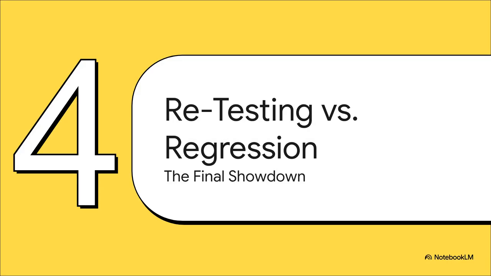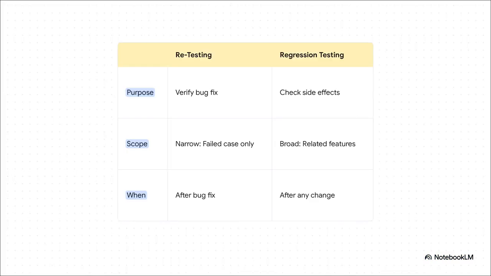Okay, so we followed our bug all the way through. We saw the focus check of retesting, and then the wide safety net of regression. Now let's put them side by side for the final showdown, just to make sure the differences are totally locked in. This is where it all clicks. Let's break it down. For purpose, retesting is there to confirm a specific fix. Regression testing is there to defend against side effects. For scope, retesting is super narrow, and regression is super broad. And for when you do them, retesting is what you do right after a bug is fixed. Regression happens after any change, whether it's a bug fix or a brand new feature. They're just two different tools for two very different jobs.